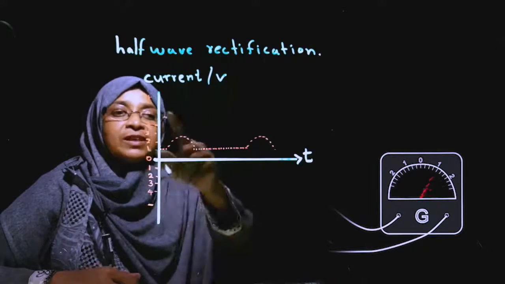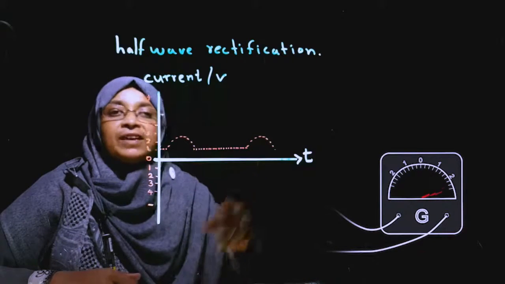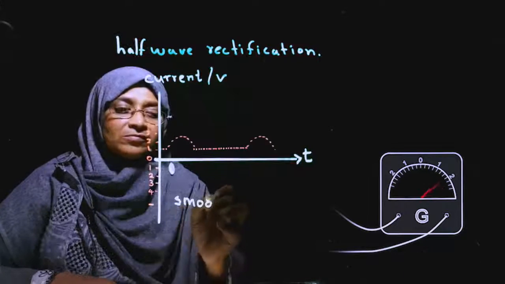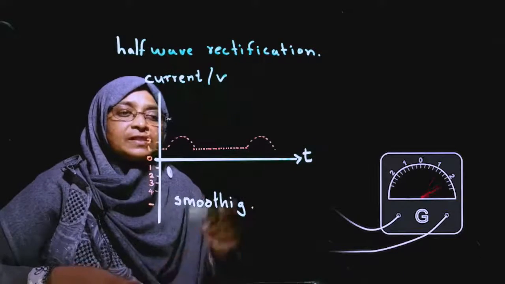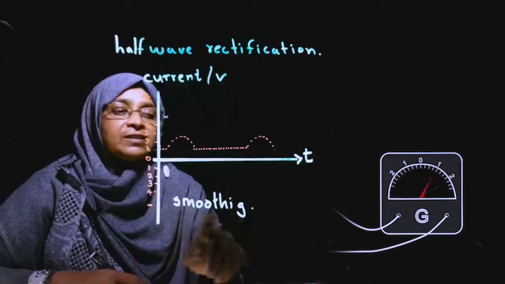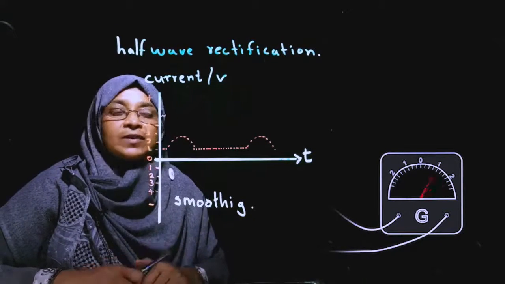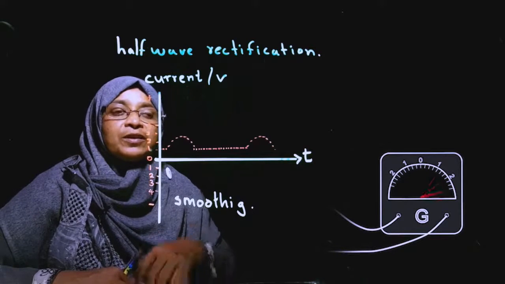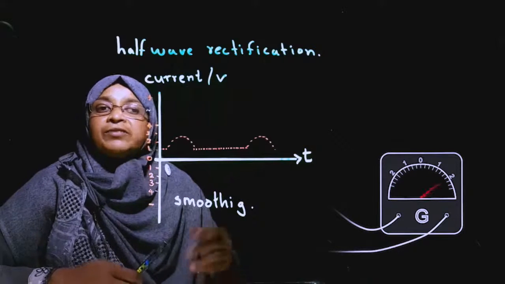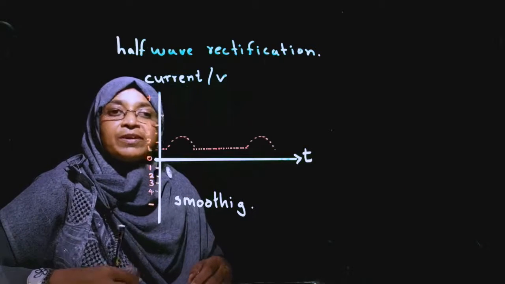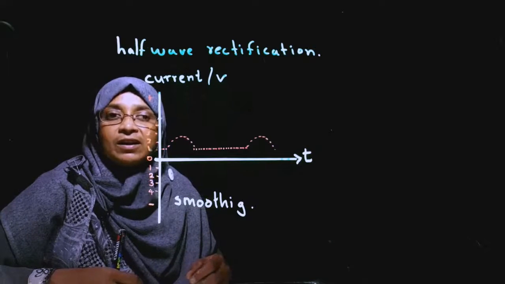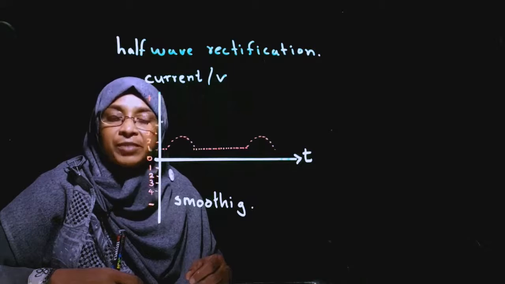Smoothing this variation is called smoothing. This graph shows half wave rectification, smoothing. Now we want to rectify the full wave. To rectify the full wave, we use a collection of 4 diodes. It is called a rectifying bridge.